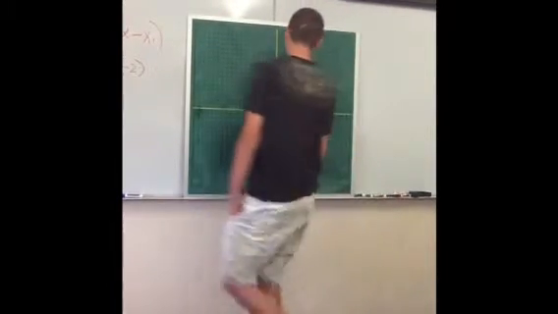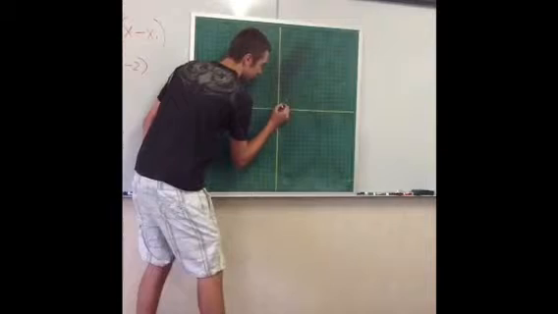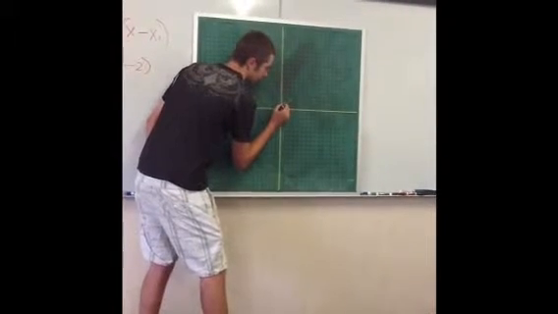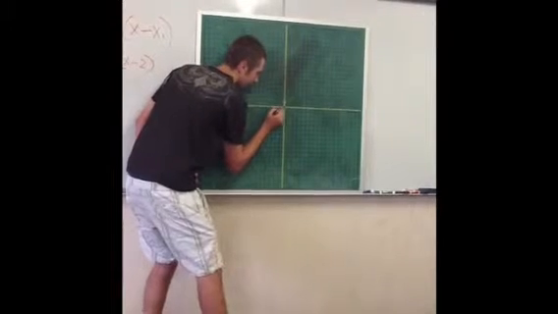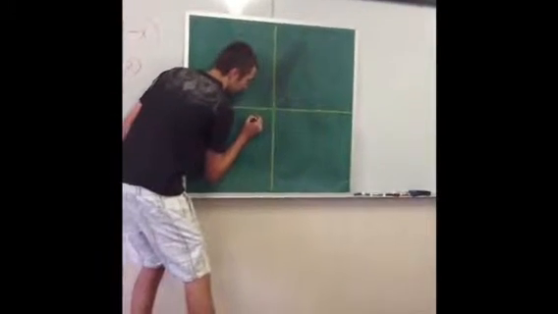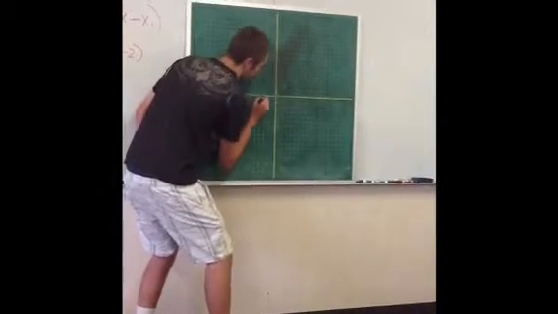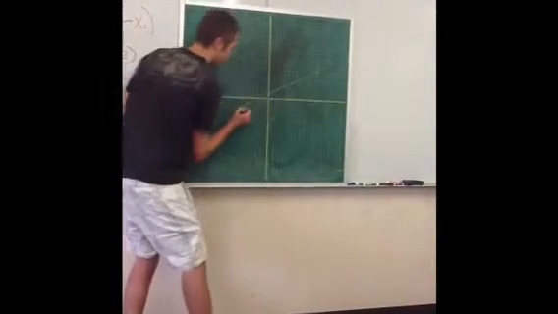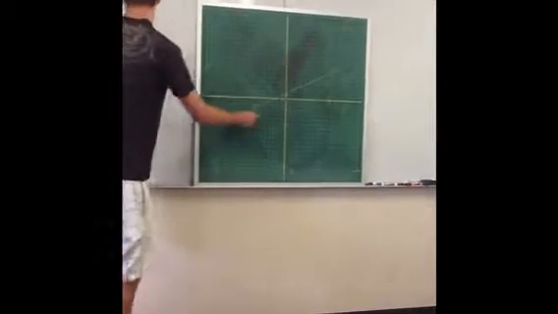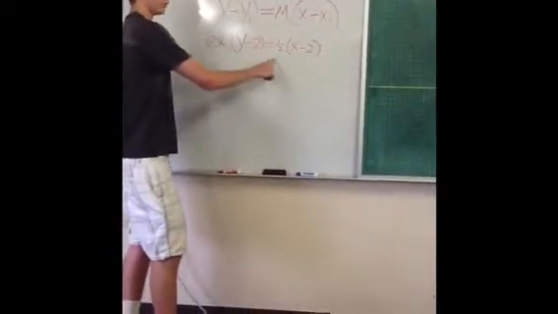You can do this in reverse the same way to get the rest of the line. Down 1, left 2, down 1, left 2, down 1, left 2. So we have the line. Here's the line. Y minus 2 equals 1/2 x minus 2.